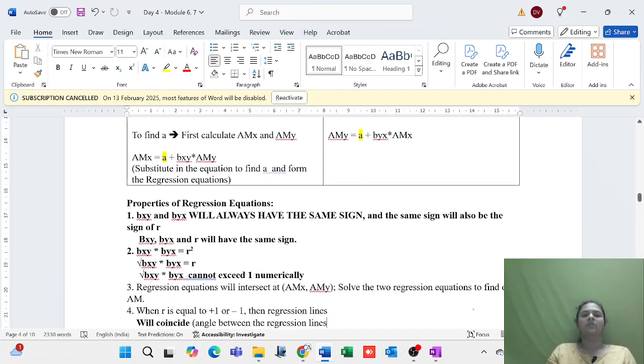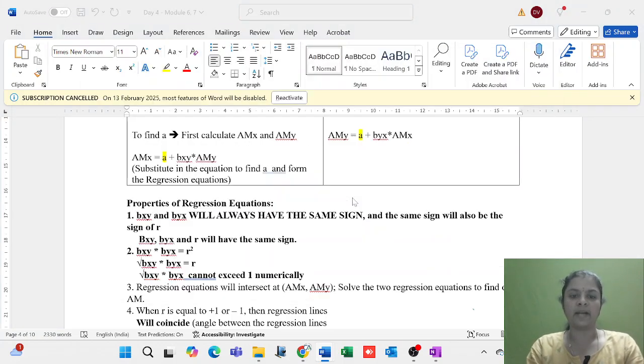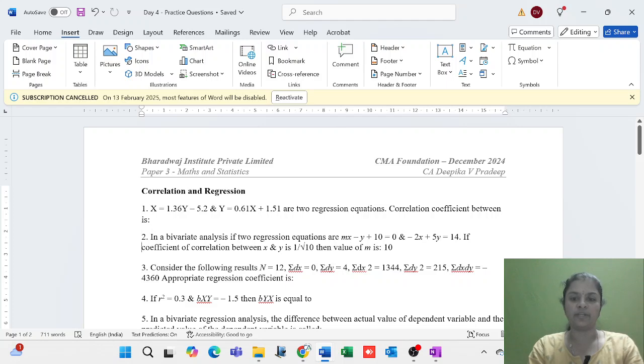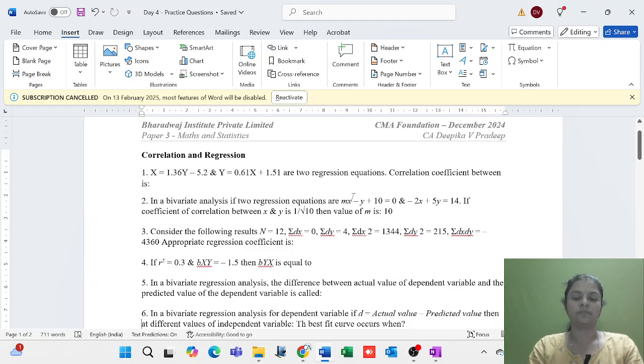Okay. So this is about the properties of regression equations. Now let's go ahead and start with the practical questions of correlation and regression. First question. X is equal to 1.36y minus 5.2 and y is equal to 0.61x plus 1.51 are the two regression equations. Find the correlation coefficient between x and y.